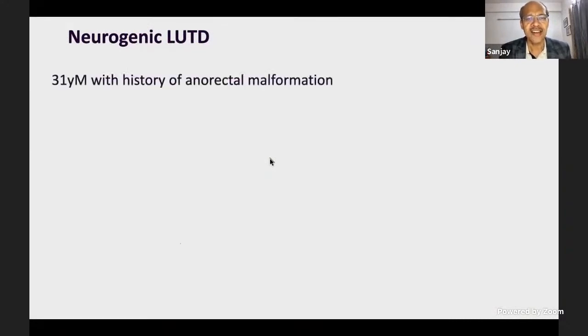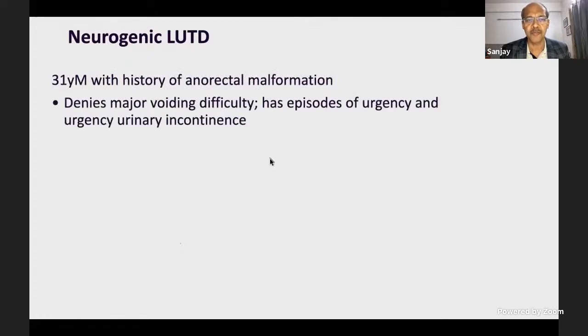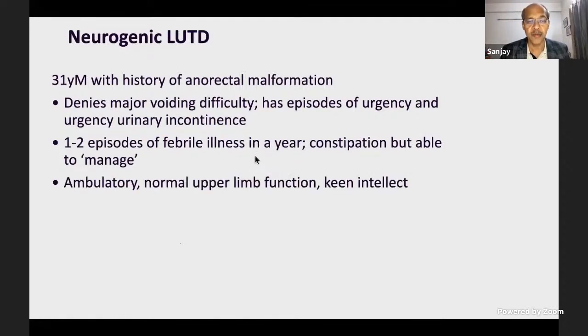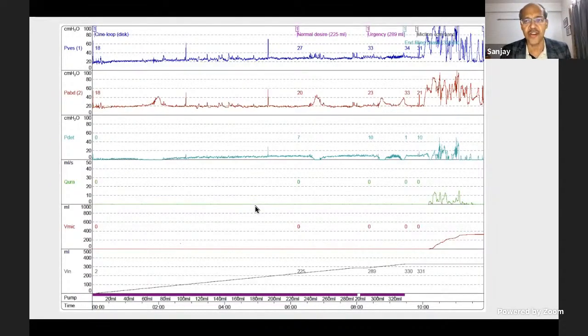We'll next go to neurogenic lower tract dysfunction, and let's examine one patient who's 31 years old with a history of anorectal malformation, denies major voiding difficulty, has episodes of urgency and urgency incontinence, 1 to 2 febrile illnesses in a year, constipated but is able to manage. He's ambulatory with normal upper tract function and keen intellect. And let's look at his urodynamics trace to try and answer whether the trace on its own can tell us whether this patient is safe or not.